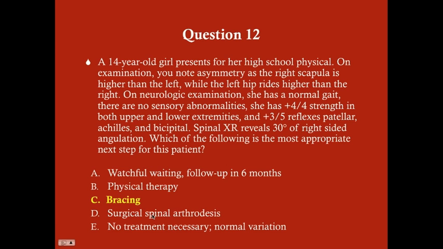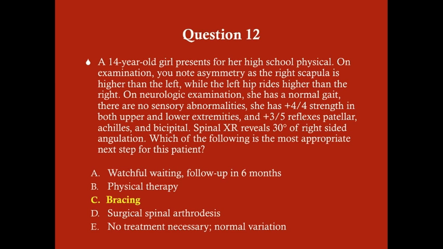And then if it's more than 45 degrees of angulation, which would be severe scoliosis, you would go ahead with surgical therapy, surgical spinal arthrodesis. So it's very important to know the different treatments, and I would remember those numbers that I gave you: less than 20 degrees observation, 20 to 45 degrees bracing, and 45 degrees or more surgical spinal arthrodesis.